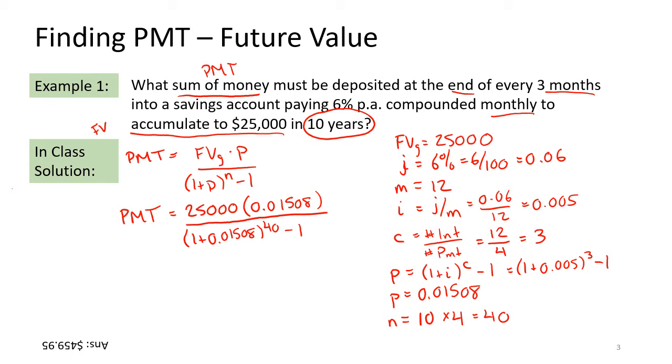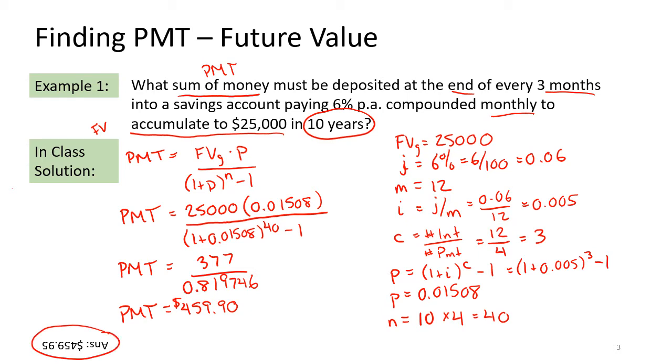So I'm going to show you a few steps, just solving the numerator and the denominator, so that you can see what the numbers should be if you're working through this problem. If you do the numerator, you get 377, and the denominator, you should get 0.819746. And if you calculate that out, your payment is equal to $459.90. You'll notice, again, due to rounding, that the answer's a few cents different than the solution that I provided.